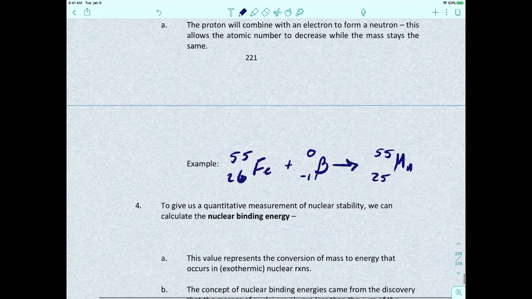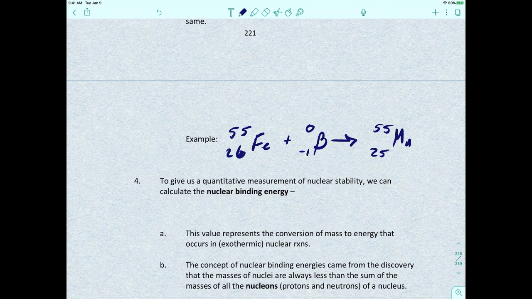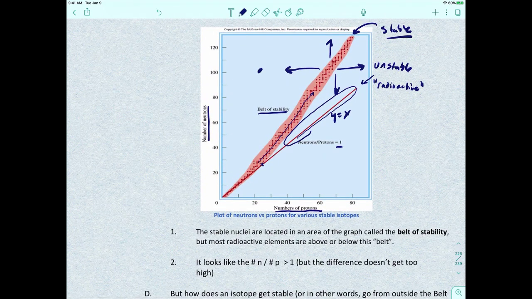Okay. Now, to give us a quantitative measurement, so this is all well and good. We're not really doing anything complicated in terms of math. We're just looking at this graph and trying to figure out, well, we're here. How do we get into there? Okay.